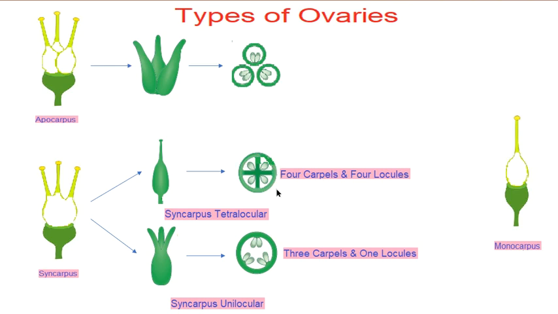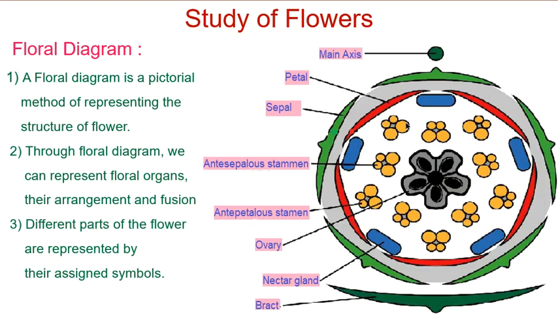1, 2, 3 and 4. Tetra, this is, yes, unilocular. 3 carpels are there and 1 locule is there. Now this is monocarpous. Only single ovary is there. Fine. Now students, we will see the whole thing at a glance.